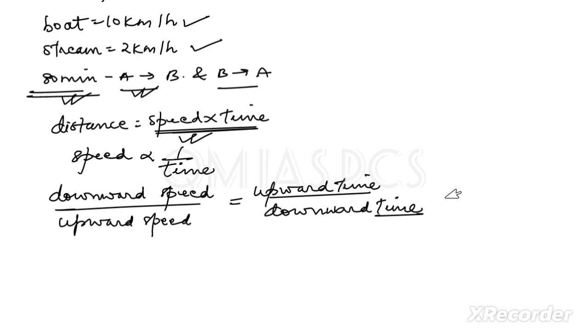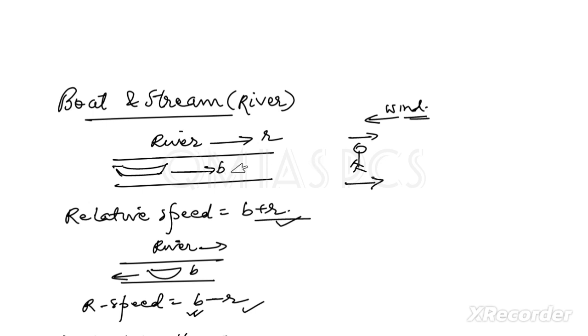Right? Okay, one thing I have missed there, so let me tell you that. Here this condition is what? This condition is downward. When the direction of flow of the boat and the river is the same, then that is downward, and when this is in the opposite direction, that is upward. Okay, just note it down. Now we can continue with the solution.